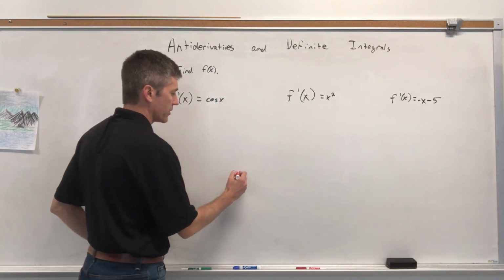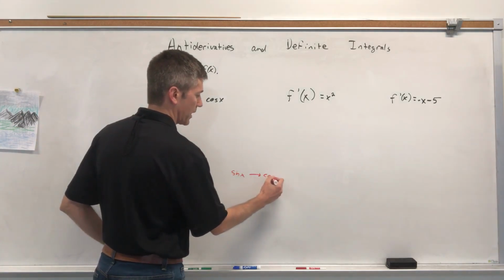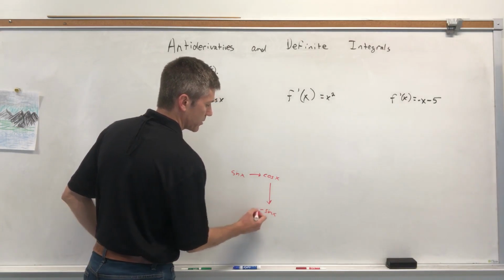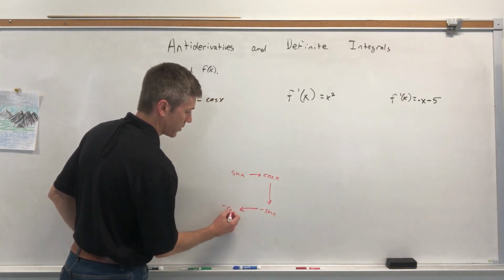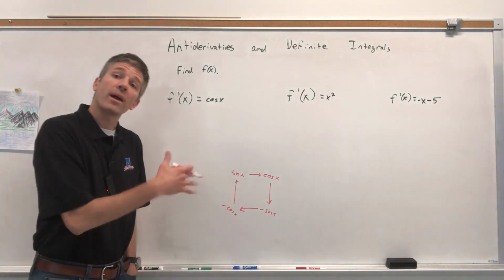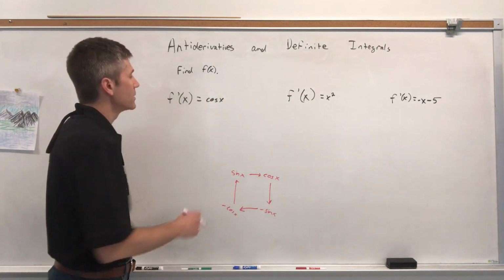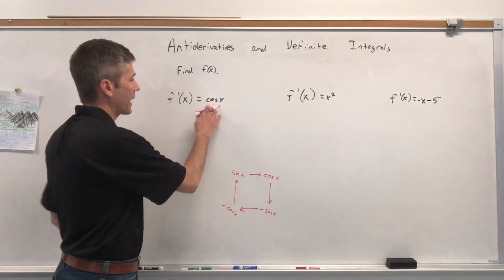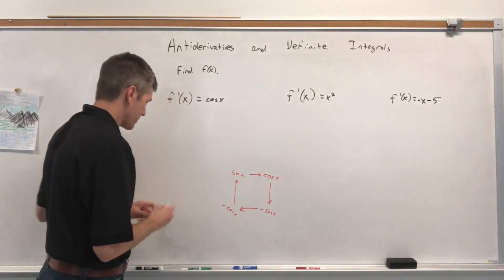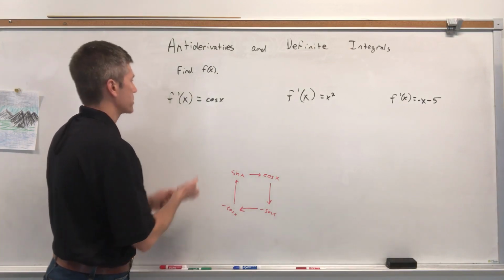If I wanted the derivative of sine x, it would give me cosine x. The derivative of cosine would give me negative sine x. The derivative of negative sine gives me negative cosine. The derivative of negative cosine gives me positive sine. Knowing all that, I can move backwards. So clearly not a polynomial, but the antiderivative of cosine would be sine plus c. So sine x plus c. We're just moving backwards here.